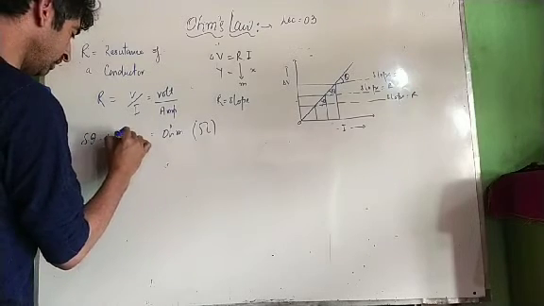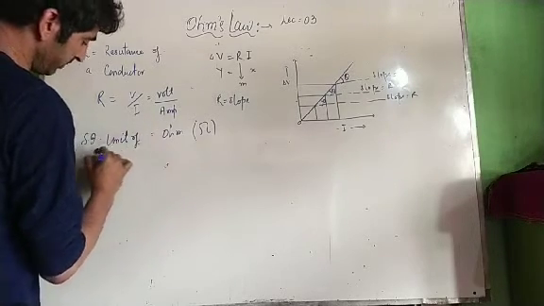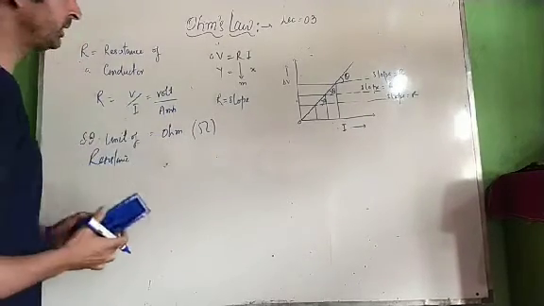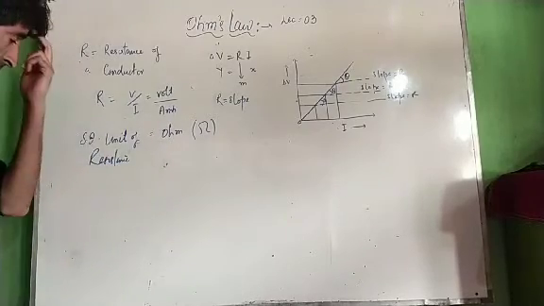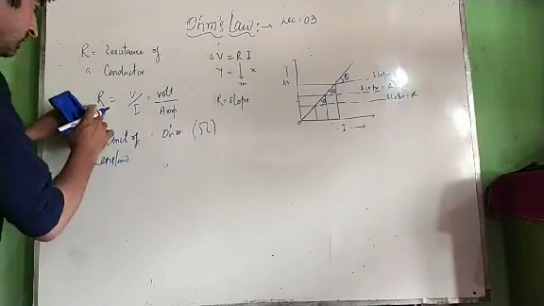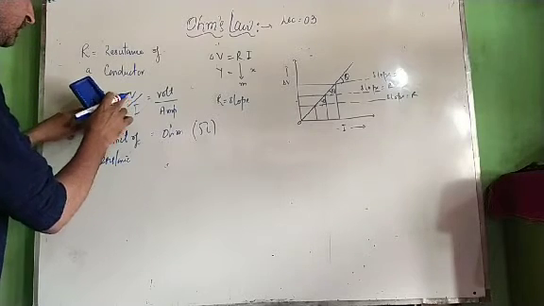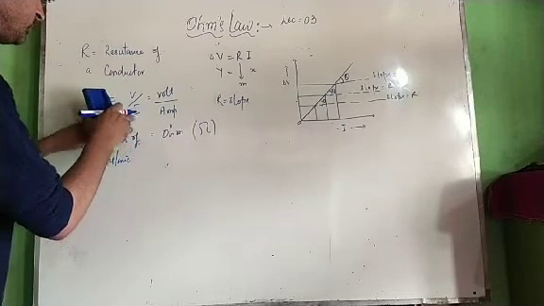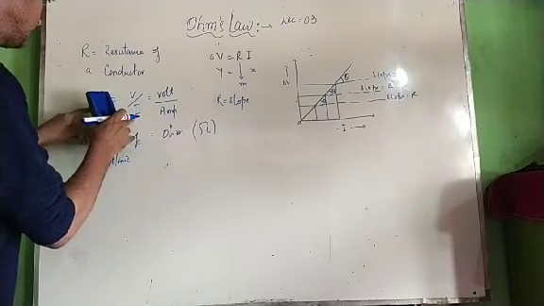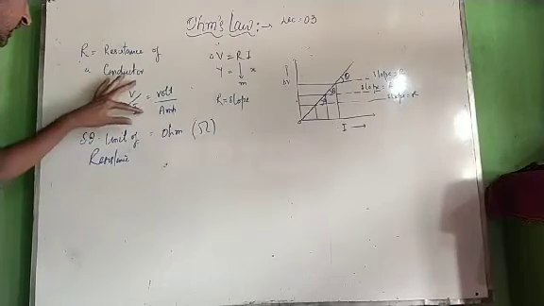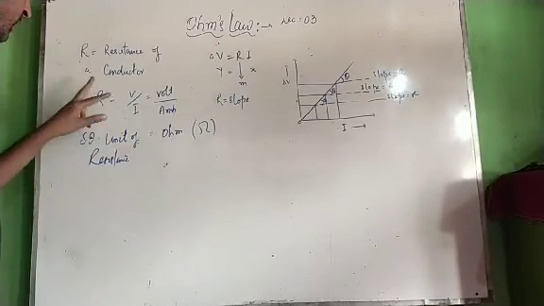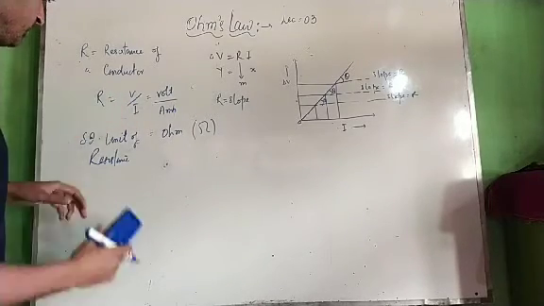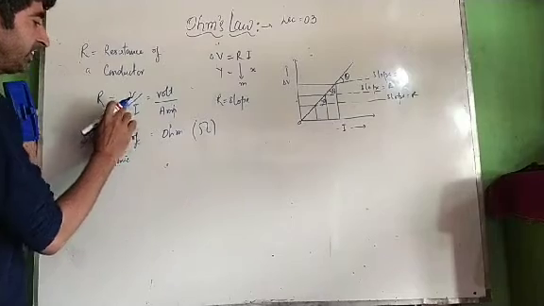SI unit of resistance is ohm. That's volt per ampere. It's called ohm. Now see, according to this relation, resistance is directly proportional to potential. Means if you increase potential, resistance should increase. Resistance is inversely proportional to current. Means if you increase current, resistance should decrease. But this does not happen. Resistance is the property of material. Resistance does not vary with V and I.